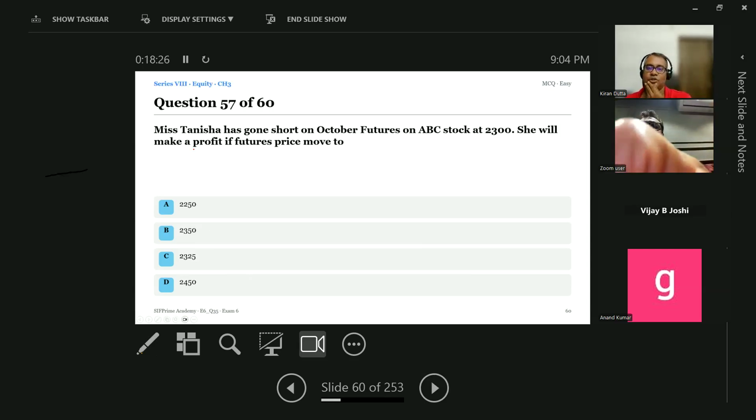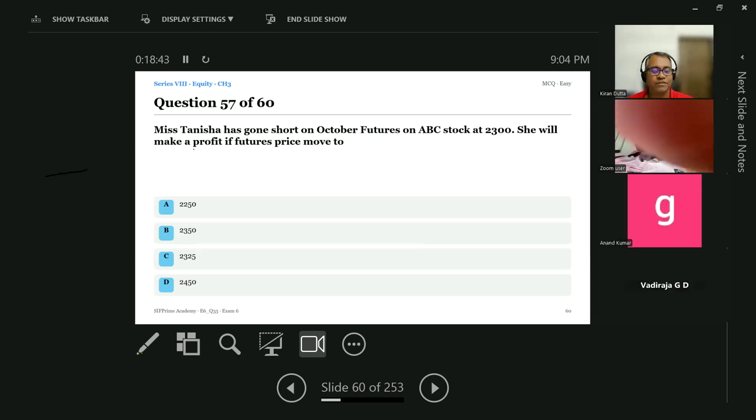Next. Tanisha has gone short on October futures at 2300. She'll make a profit if the price moves to... There is only one thing there. So, how easy is the exam? When we are there, it is easy, sir. So only one thing, right? Short means what has to happen? The price has to become less than 2300. The only option is 2250. As simple as that.